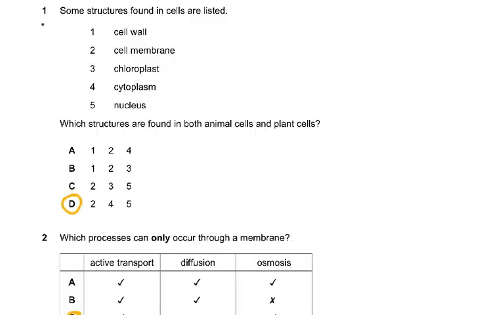Question 1. Some structures found in cells are listed: cell wall, cell membrane, chloroplast, cytoplasm, nucleus. Which structures are found in both animal and plant cells? Well, that's always the first question. It is a very easy question, so as to make you all a little comfortable.